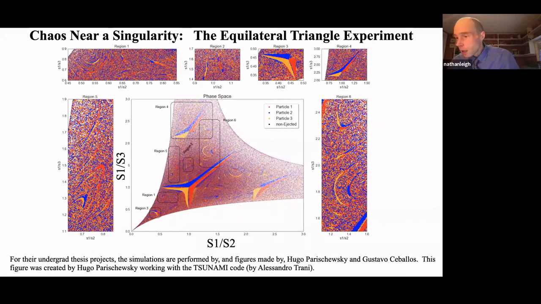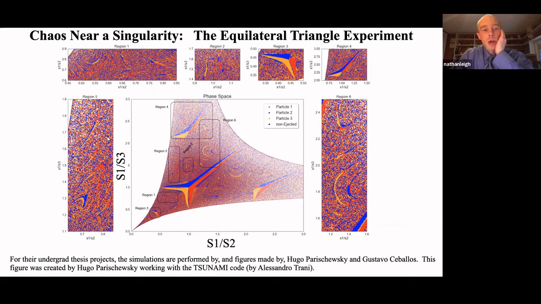Okay, so then we can make phase space plots for the equilateral triangle experiment. On the x-axis, we have the ratio of the lengths of two sides of our triangle, and on the y-axis, we have the ratio of the lengths of the two other sides. The singularity in this parameter space corresponds to (1, 1), which is the perfect equilateral triangle. And Ugo has included these boxes, which show zoom-ins of particular regions, so that you can see that interspersed within this sea of chaos, we do see these deterministic structures appearing all over the place.